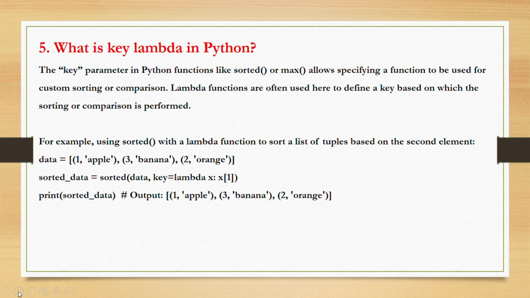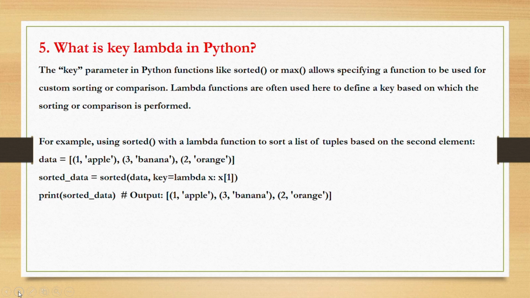So the last one we have, which is the fifth question, is what is key lambda in Python? So the key parameter in Python functions, like sorted or max, allows specifying a function to be used for custom sorting or comparison. Lambda functions are often used here to define a key based on which the sorting or comparison is performed. For example, let's see the example here. We talk about the key when we're dealing with dictionaries. You remember when I explained the dictionary, the complex data type, isn't it? We saw the key and the value, key-value pair, isn't it?